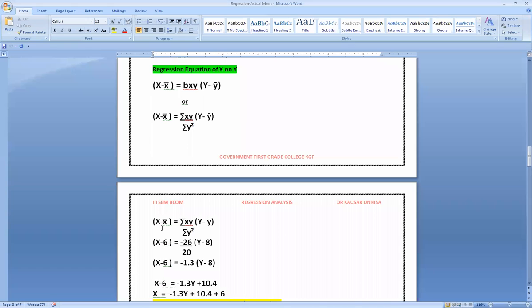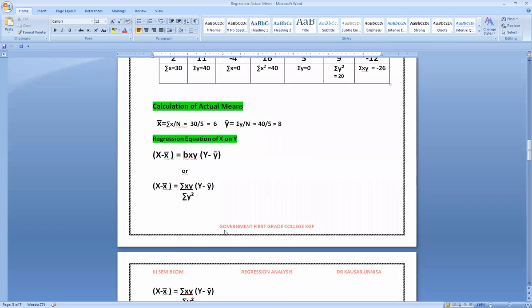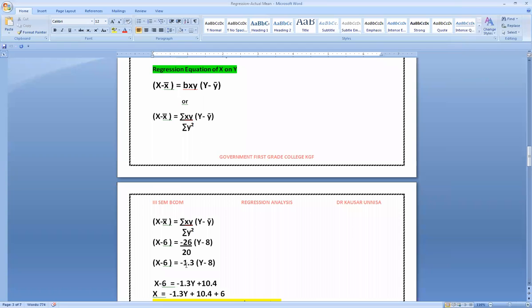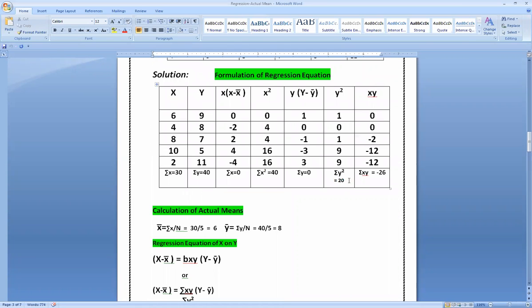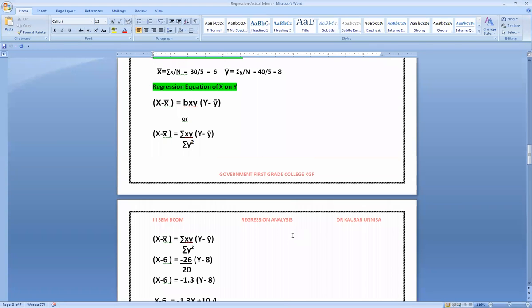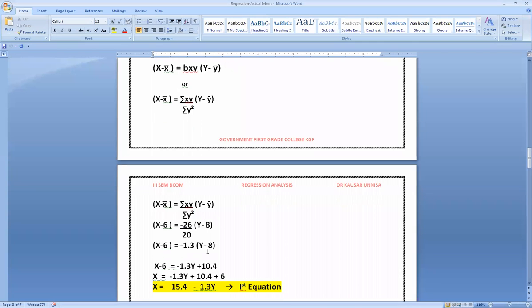x is the variable, minus what we calculated. x minus x bar value, which is 6, equals sigma xy, which we already calculated in the table, that is minus 26, divided by summation y square, here the deviation of y square, it is 20. Substitute the value in the equation. 20 into y minus y mean, y mean is 8, y bar is 8. Now we have to calculate the equation.